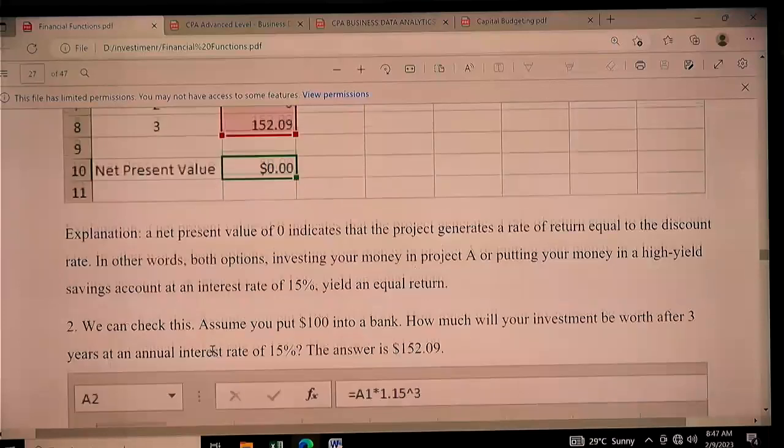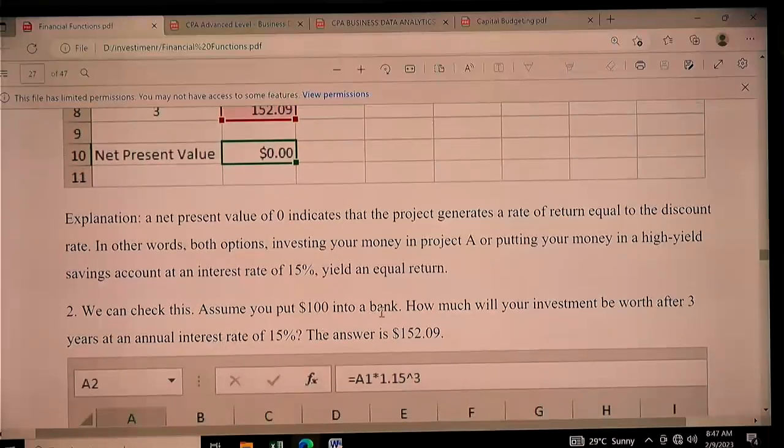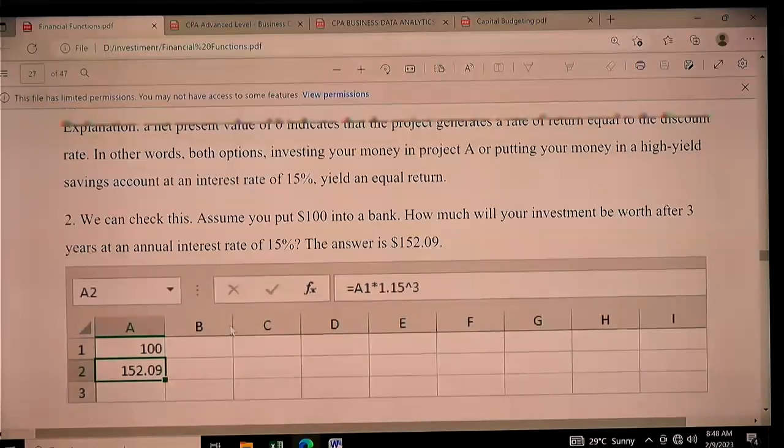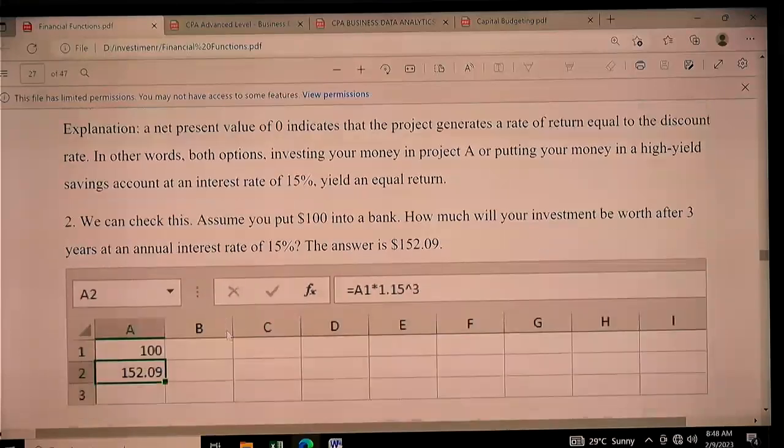We can check this. Assume that this project were a bank account: how much would the investment be worth in 3 years at the annual rate of 15%? Then it is that 152. So that is working with the net present value when it becomes 0.